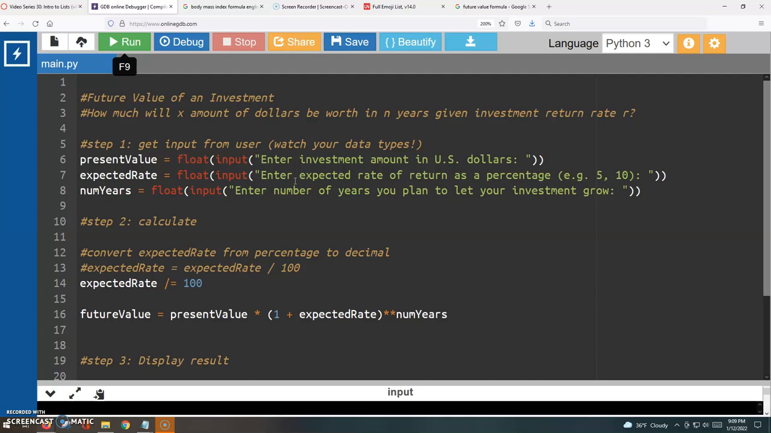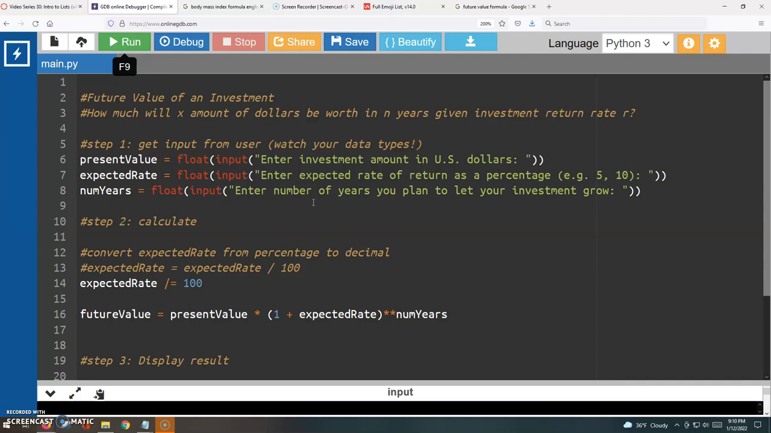I want to point out a couple of things here, and I talked about this in the last video, how you have to be cognizant of data types. Remember that every time the user's hands are on the keyboard, that data is coming into your program as string data. And you cannot do math with strings. So that's a problem for this particular program. We have to make sure that as the user is entering the dollar amount, the investment amount in dollars, and the expected rate of return and the number of years, all of those need to be converted to numeric types, specifically float types, I would say.